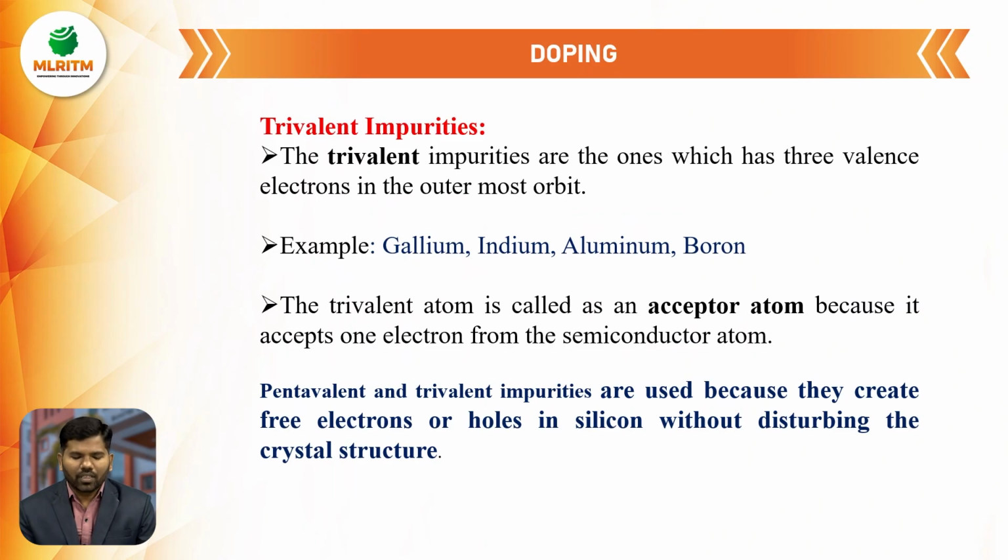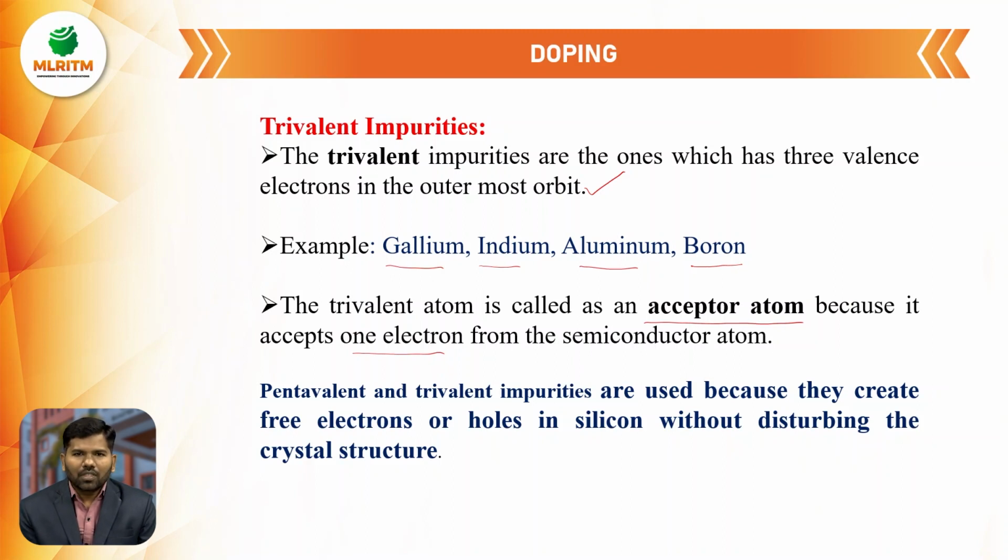Next, trivalent impurities. The trivalent impurities are the ones which have 3 valence electrons in the valence band, for example gallium, indium, aluminium, and boron. The trivalent impurity is also called an acceptor atom because it accepts one electron from the semiconductor atom.